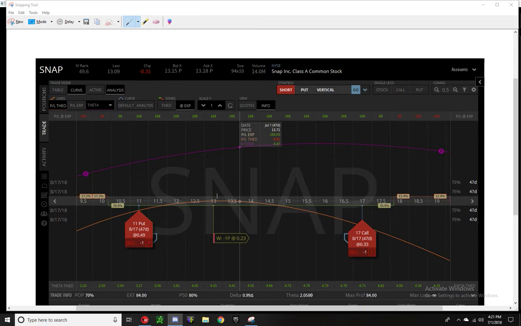I'm not buying the strangle. I'm shorting the strangle, which means I want the strangle to expire worthless, and the way for the strangle to expire worthless is for Snapchat to stay in between $11 and $17.